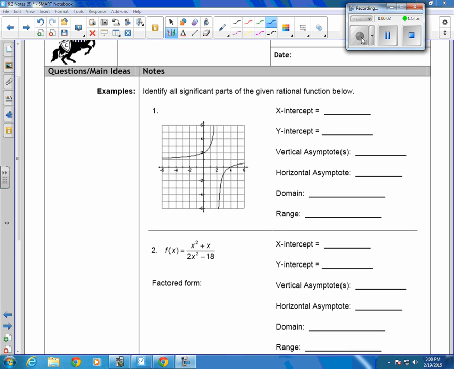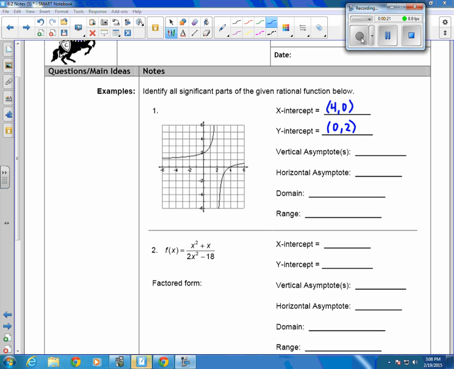So looking at this lovely picture that we have up here, how about an x-intercept? (4, 0.) And that's just the same as the root, right? Yep, it's the same as the root. Okay. How about a y-intercept? (0, 2.)